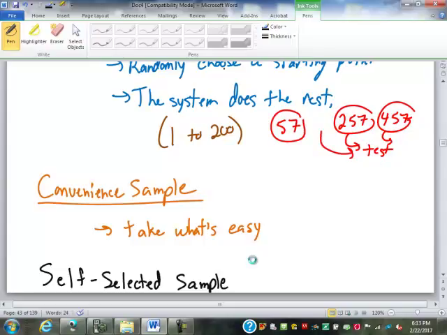The biggest issue with self-selected samples is when you do mailing surveys. If you mail out a survey, generally you get between a 20 and 30% response rate. So if you need 200 responses, you're going to send out at least 700 to 800 surveys to get those 200 responses.